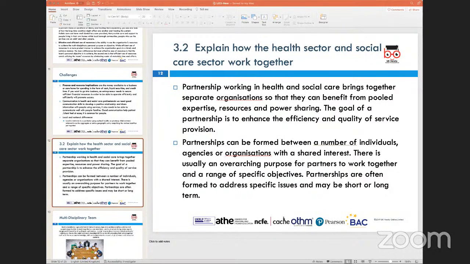So when we talk about how the health sector and the social care sector work together, we are looking at things like coordinated care planning. For example, some of these services need to come together to deliver an integrated care plan for a particular patient who has, say, had an accident.